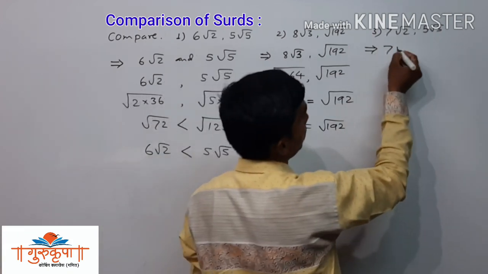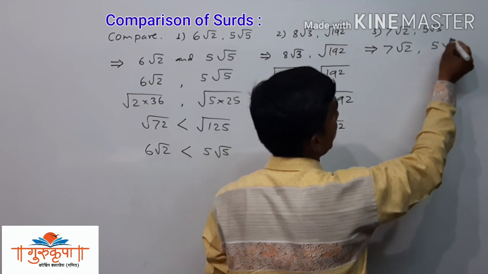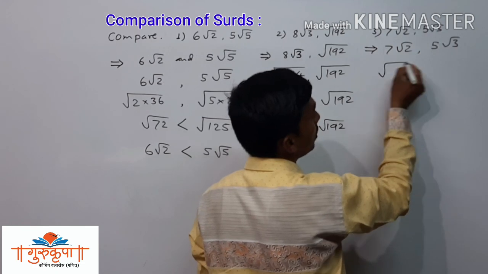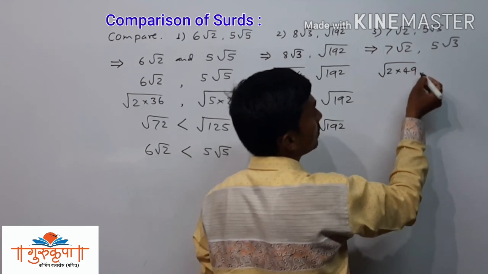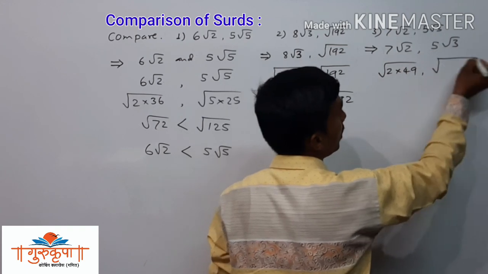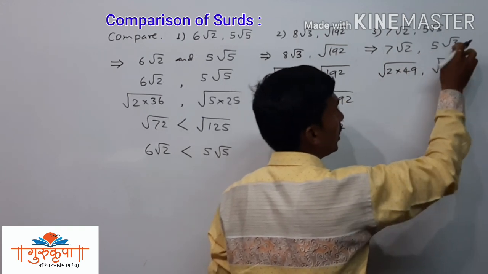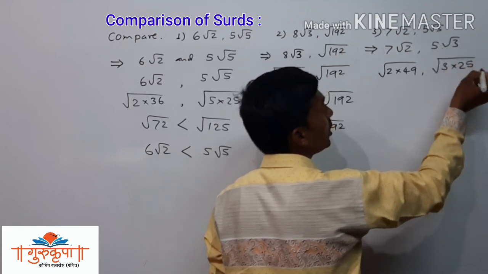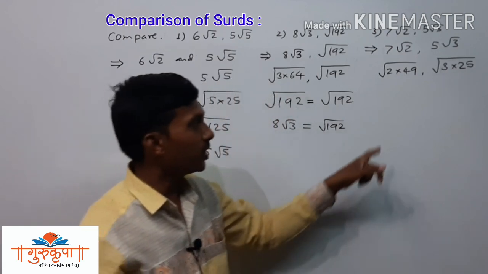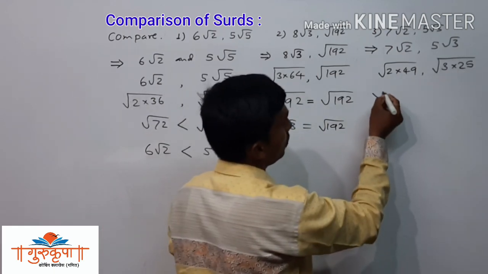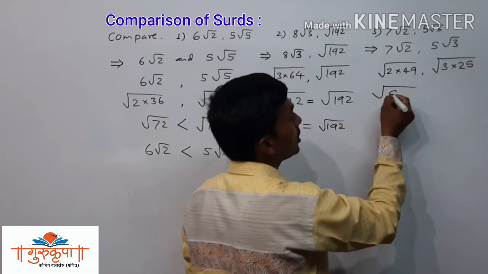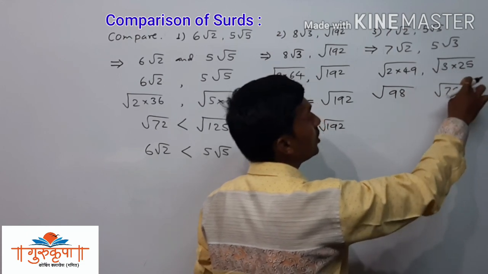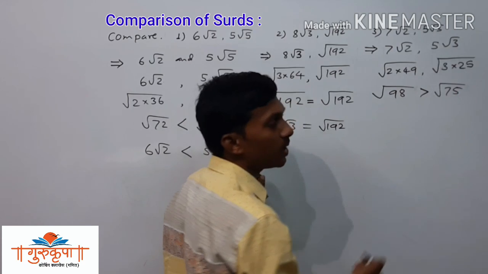Now here we have 7√2 and 5√3. This 7 is transferred inside the radical sign, so it will become 2 multiplied by 49. 7 square is 49. And here we have 3 and it is multiplied by 5 square, that is 25. So again we have to multiply them. 49 into 2 is 98 and here 25 into 3 is 75. Now here which one is bigger? 98 is bigger and 75 is smaller.